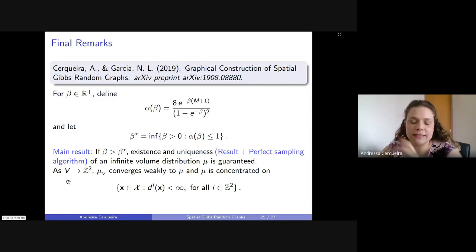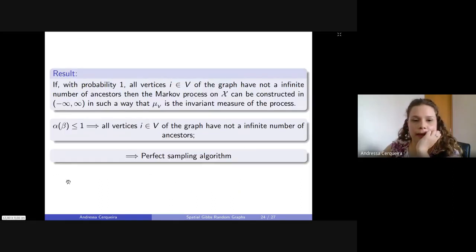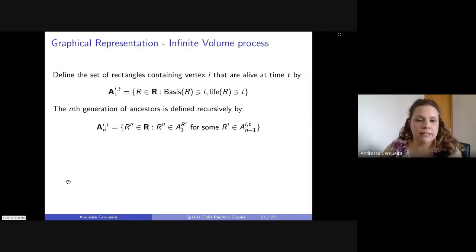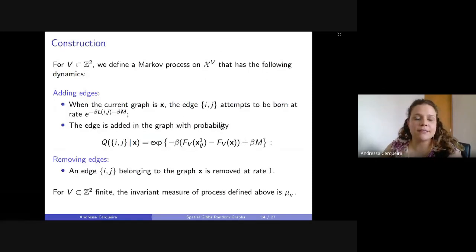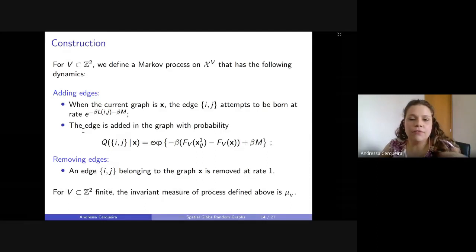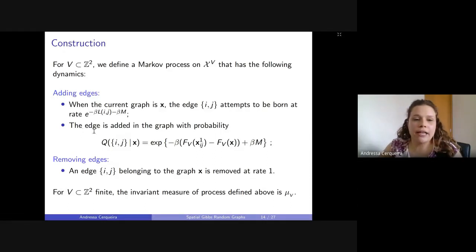to prove this one also uses a dominating process. We construct the same kind of process, but instead of each edge trying to be born and checking whether I am going to add this edge or not, I just remove this part here, and every edge that tries to be born in the graph, I just add this edge to the graph.